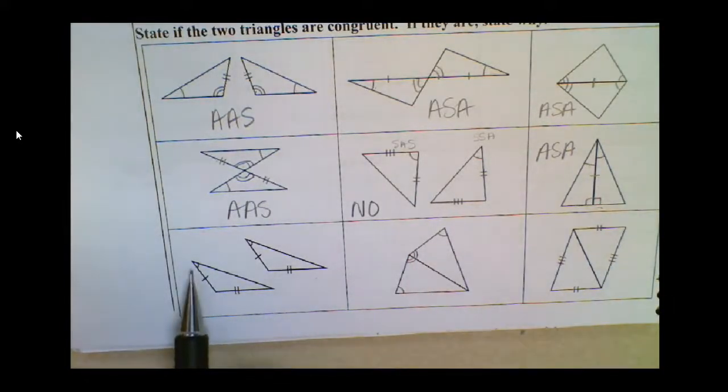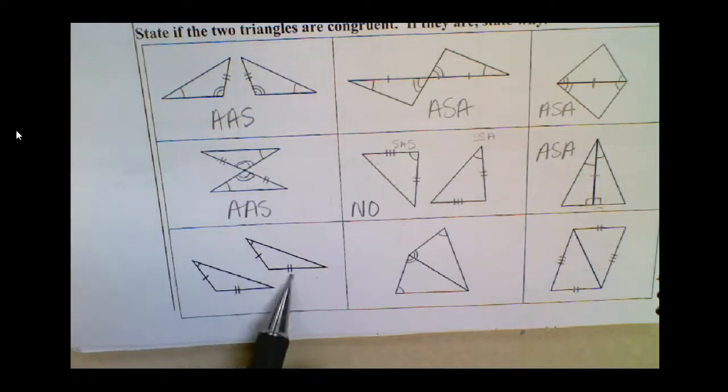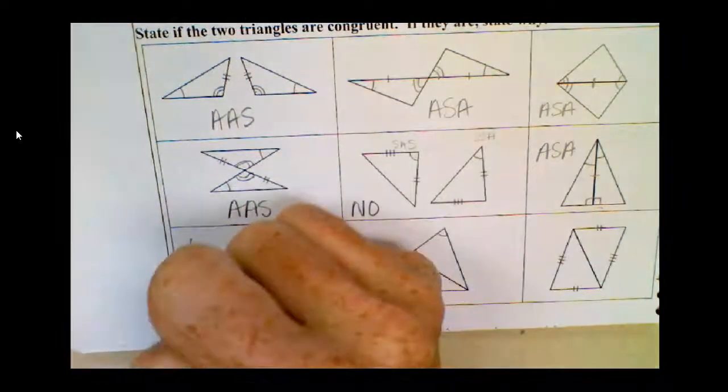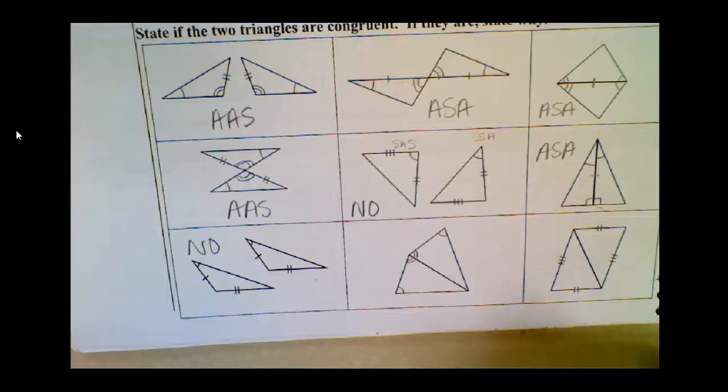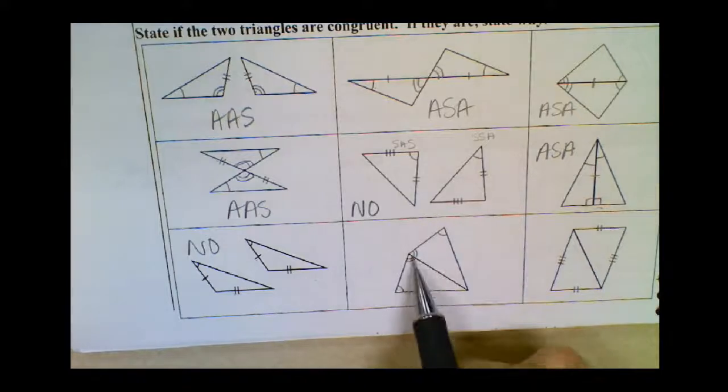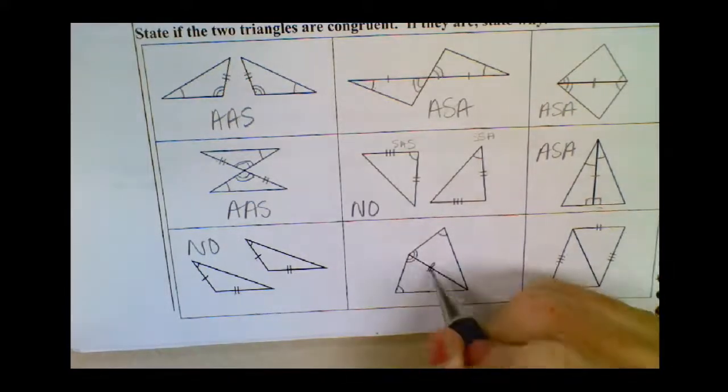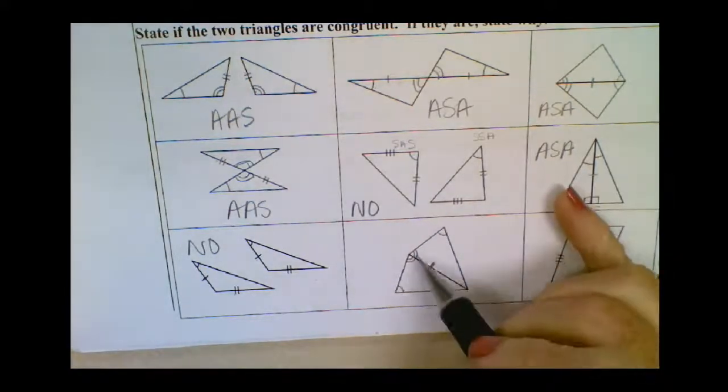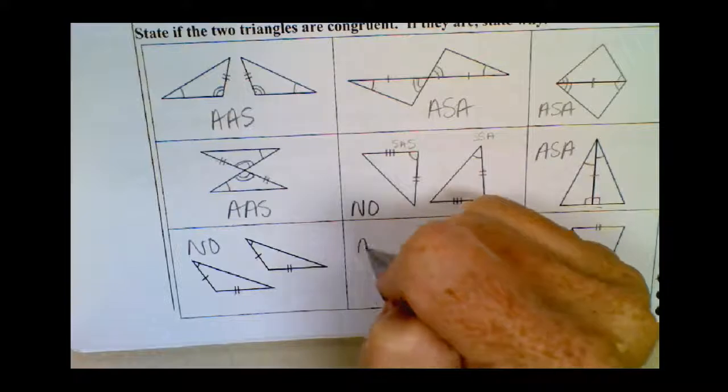So here we have angle, side, side, angle, side, side. Uh-oh, we have ASS. ASS can't have any ASS. No, that is not congruent. Okay, and let's see. Here we've got angle, angle. This side is the same for both triangles. We have angle, angle, side, angle, angle, side.